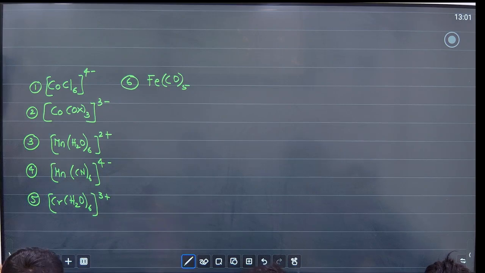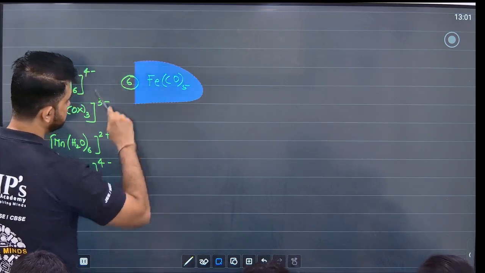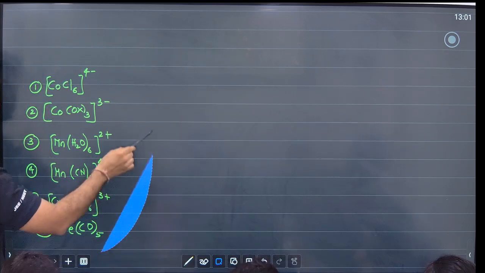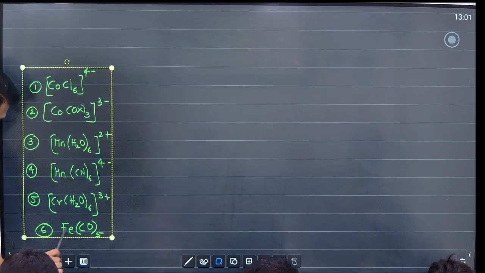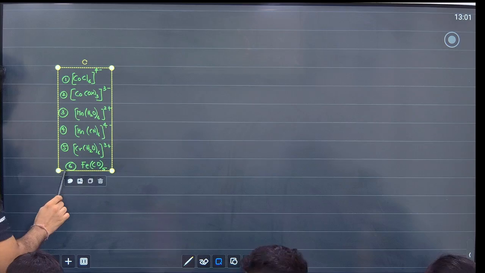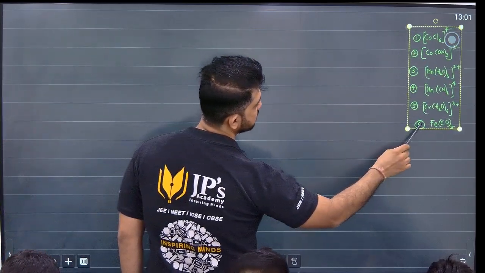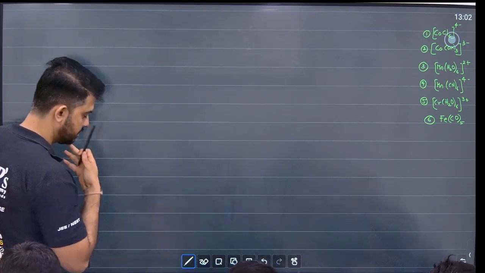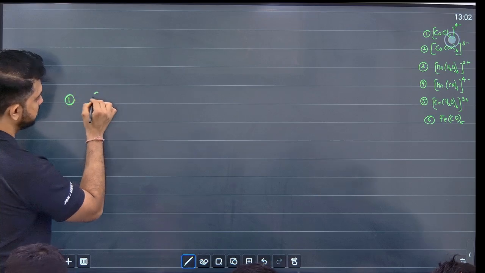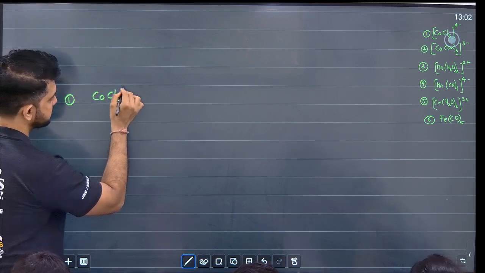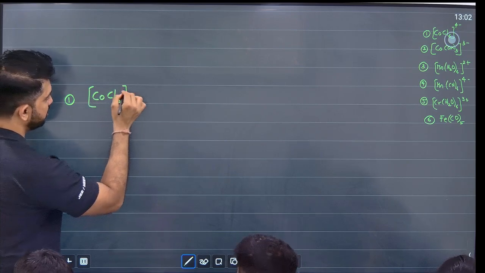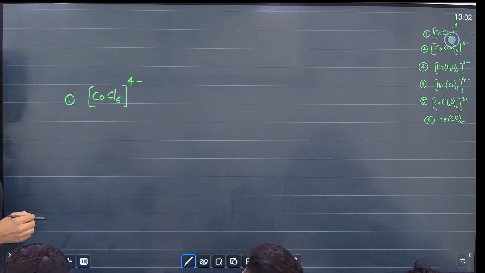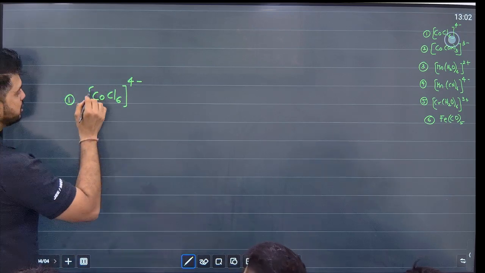Chalo. Now pay attention here, everyone. All you have to do is just remember the rules. Let's start with the first complex. Give me the first one, people. What's the first complex? CoCl6 the whole raised to 4 minus. Okay. Now, quickly give me the charge on cobalt over here.